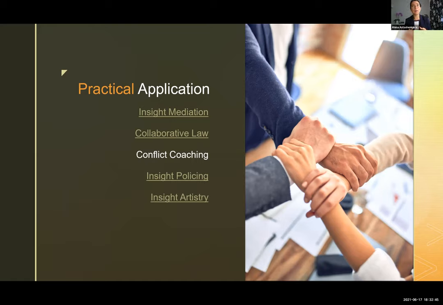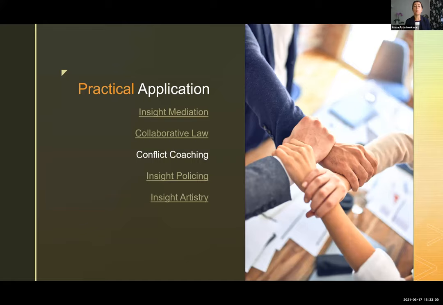Insight mediation started with Dr. Cheryl Picard, and there's a number of mediators across Canada and the United States that use insight in their practice. And recently, insight was adopted as one of the formal methods by the Ontario Association of Family Mediators.